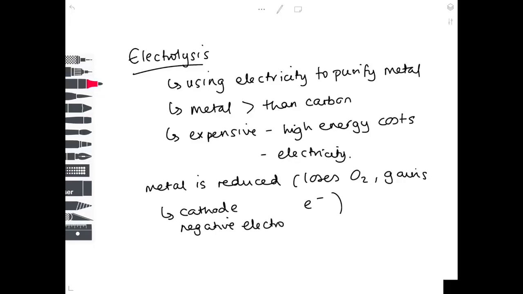So, for example, aluminium is a very famous metal which is purified by electrolysis. So here it is undergoing reduction to produce pure aluminium.